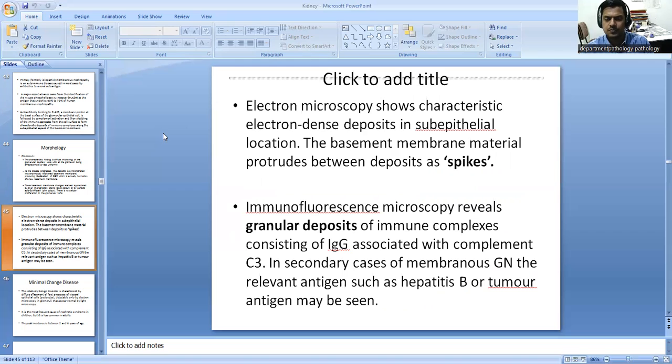Electron microscopy, which is very specific, shows characteristic electron dense deposits in subepithelial depression. The basement membrane material protrudes between the deposits as spikes. Immunofluorescence microscopy reveals granular deposits of immune complexes which consist of IgG associated with complement C3. In secondary cases of membranous glomerulonephritis, the relevant antigen, such as hepatitis B or a tumor antigen, may be seen.